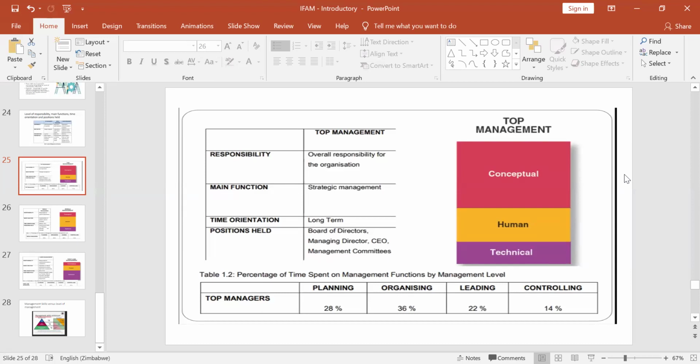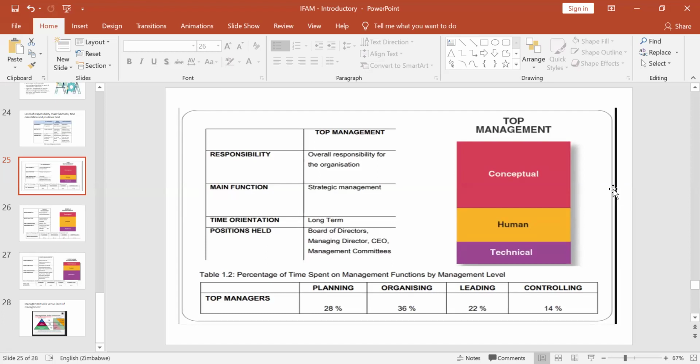Okay, so the top management, that box is illustrating the level at which they need to have those skills. Remember, I said each manager needs to have the three skills. Now, with those three skills, the top management, do you see how big the box of conceptual skills is? I think it's like half or even more than half there. So a top manager needs more conceptual skills. They need a bit of human relations skills and a little bit of technical skills.